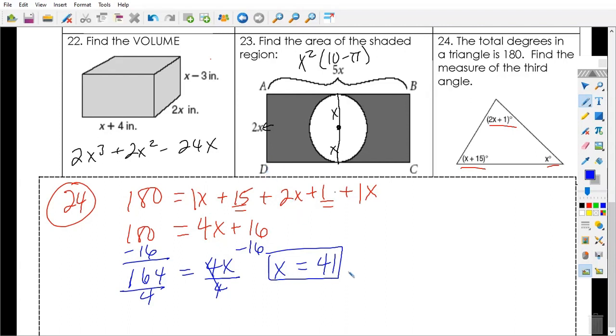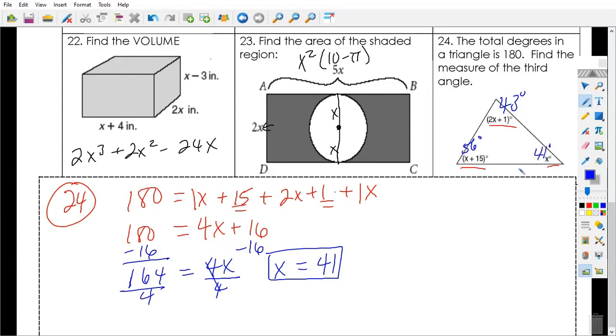So x equals 41. So if I had to find the other two angles, could I find them? Yeah, I could. So just let's do it for fun. What would be the measure of this angle? 43. Good job. What would be the measure of this angle? 56. You know what I meant? Interpret me.